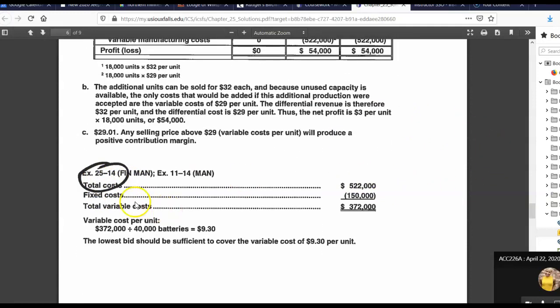And here's the same thing. We needed to know, what's the variable cost. So you have 40,000 batteries, there's $372,000 worth of costs. We need to at least sell those batteries for $9.30 or more. If we sell them for $9.30, we're just going to break even.